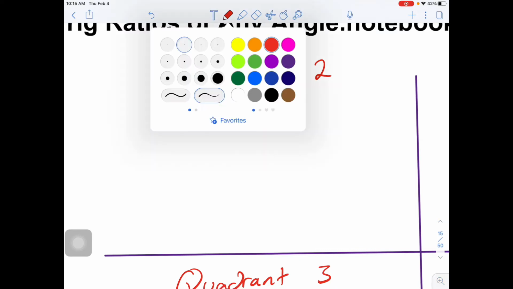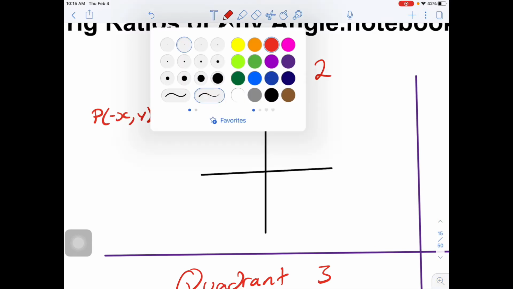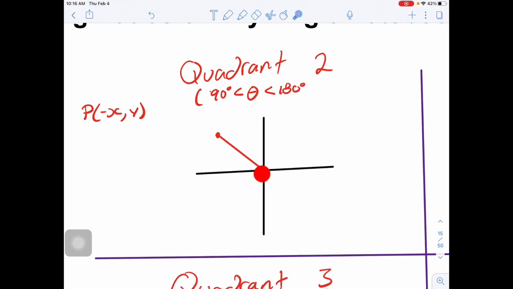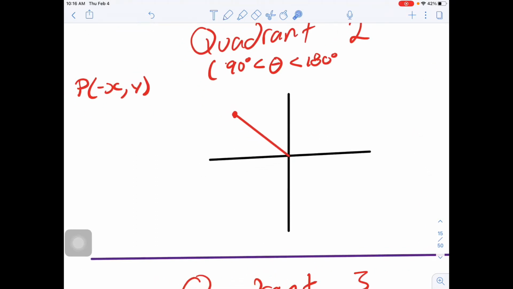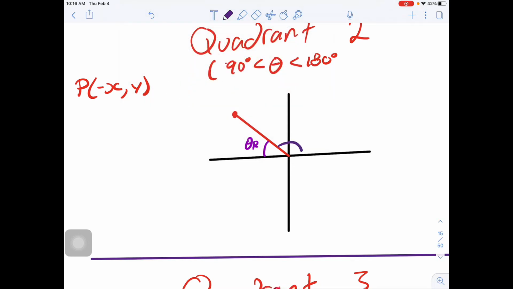So again, let's draw a Cartesian plane. And let's say we're given a point, some point, where we have a negative x value and a positive y value. So if I plot that point, it's going to live somewhere in here. And then again, anytime you're given a point, draw a line connecting it, a terminal arm, where the vector or the point is now here. And now we're going to focus on our reference angle. So you're going to use reference angles here to determine the standard angle ratios.